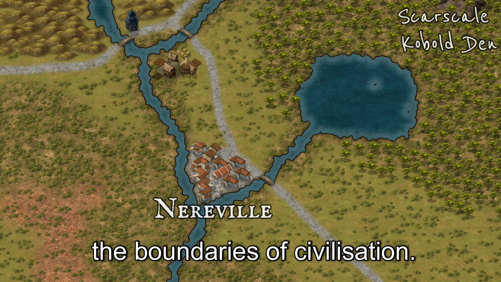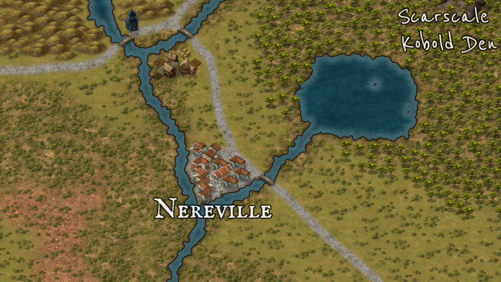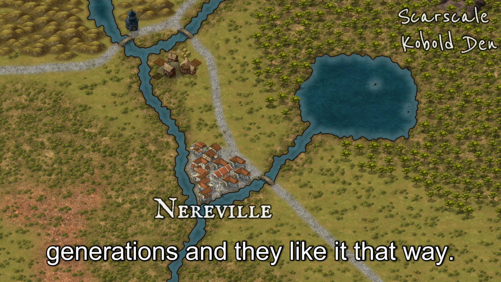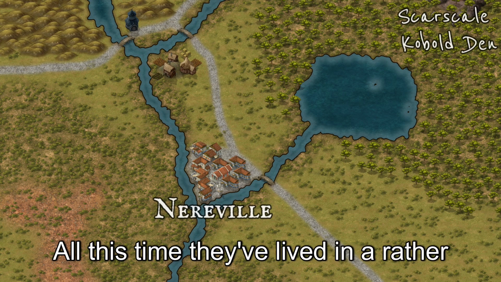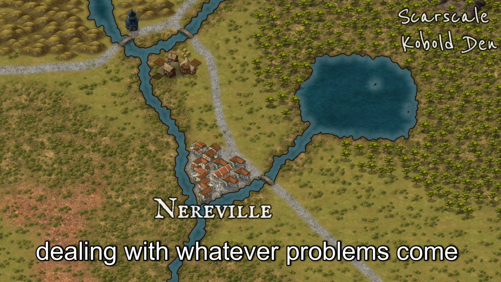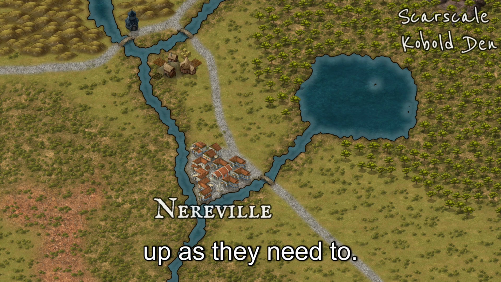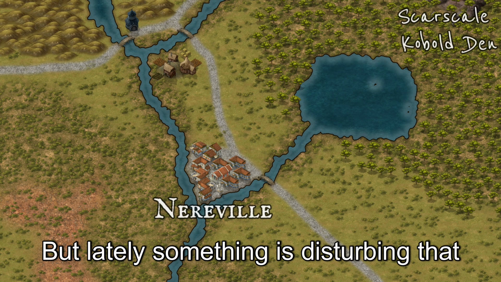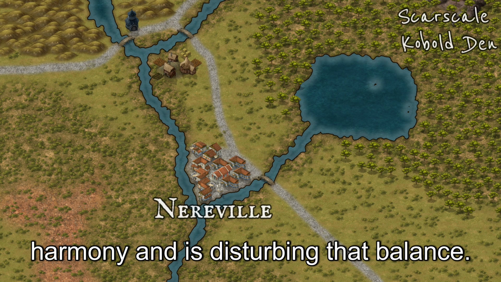The village of Neroville sits well beyond the boundaries of civilization. The people there live out in the wilderness and they have for generations, and they like it that way. All this time, they've lived in a rather comfortable harmony with nature, dealing with whatever problems come up as they need to. But lately, something is disturbing that harmony and that balance.